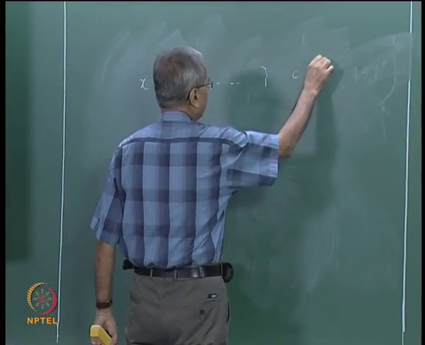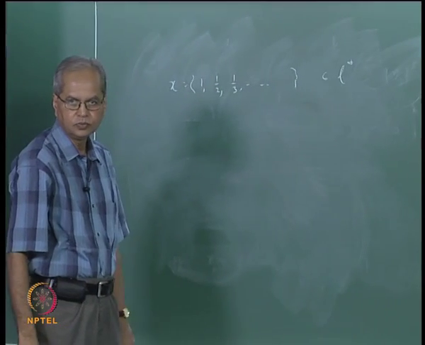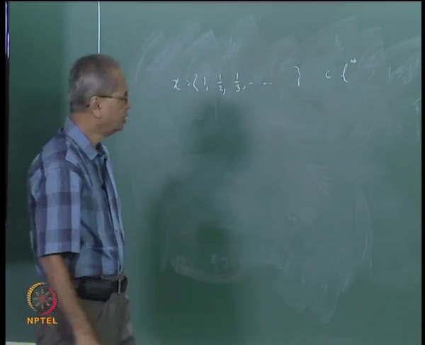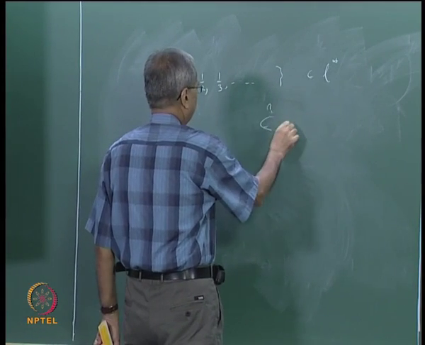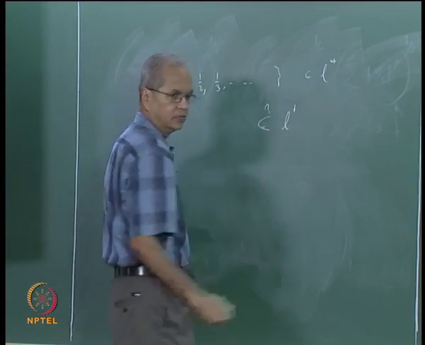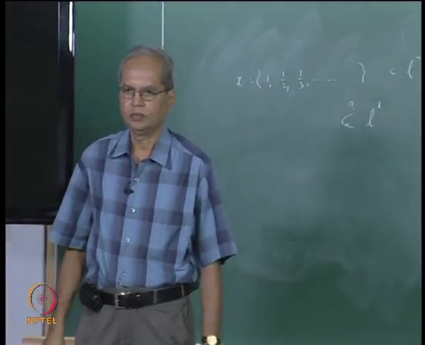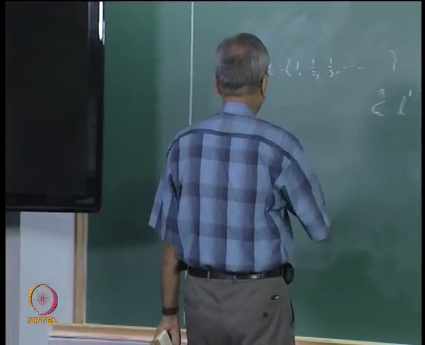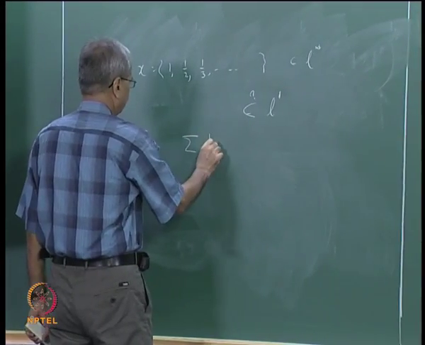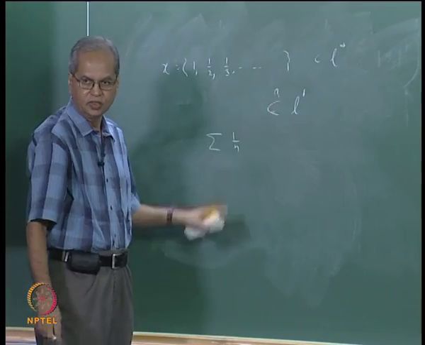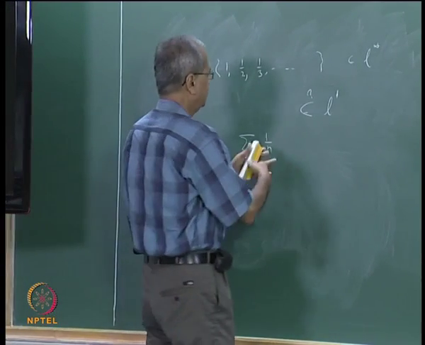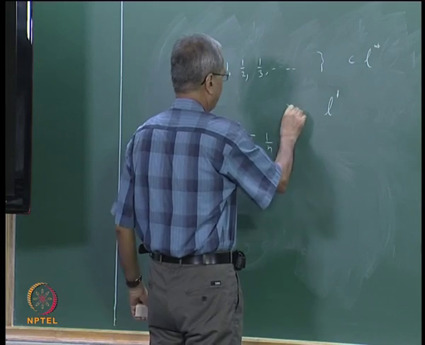That is okay, that's no problem. Does it belong to L1? No. Why? Because if you take sigma mod xj, it is sigma 1 by n, or sigma 1 by j, that is divergent, that is not convergent. So it does not belong to L1. So x does not belong to L1.